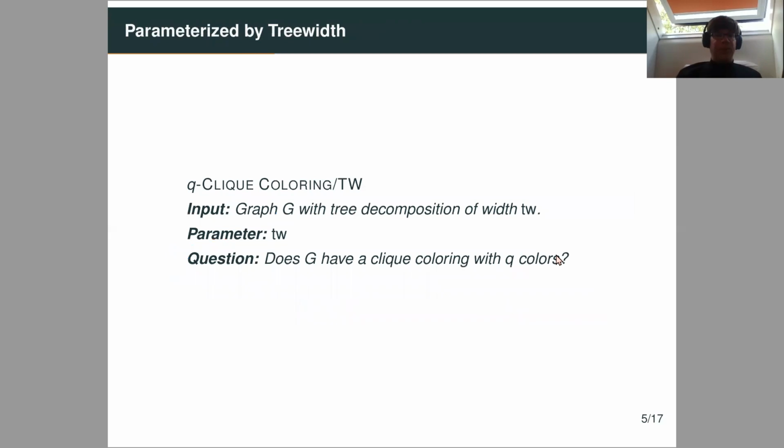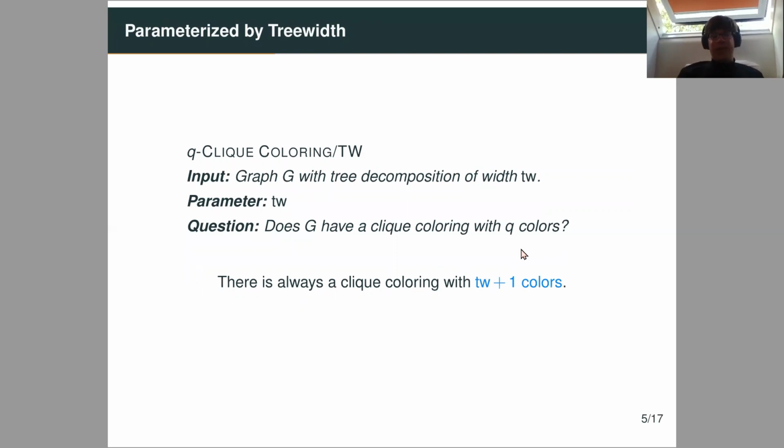Okay, in this work, we consider the clique coloring problem parameterized by structural measures of the input graph, and the first one is the tree width. So specifically, we consider the Q clique coloring problem parameterized by tree width, where we are given a graph together with one of its tree decompositions, the parameter is the width of that tree decomposition, and the question is, does G have a Clique coloring with Q colors?